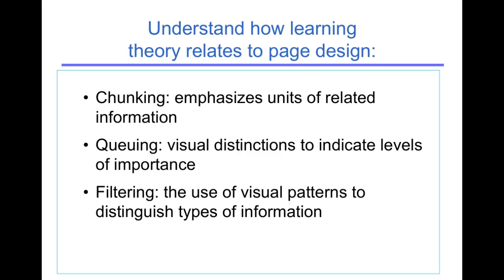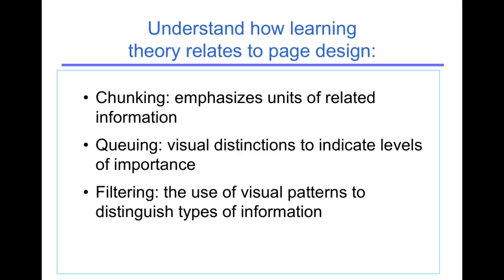Another way that we use learning theory is cueing. You cue the reader by giving them visual distinctions to indicate levels of importance, and you can do that with numbers, you can do that with headers and subheadings, and so there's lots of different design elements that you can use to let your reader know, okay, this is really important, this is a little less important, and this down here is not quite as important.